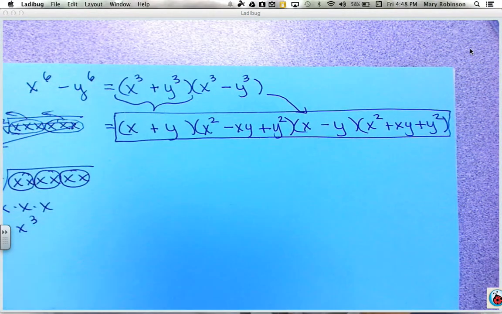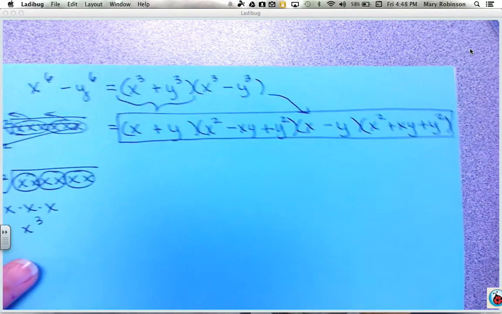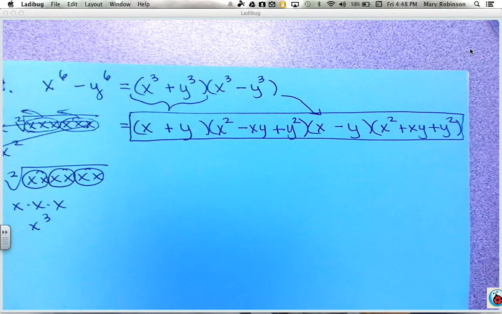So we want to be cognizant that if we have exponents higher than 2 or 3, we consider the possibility of having differences of squares or sums and differences of cubes. And that concludes our lesson.